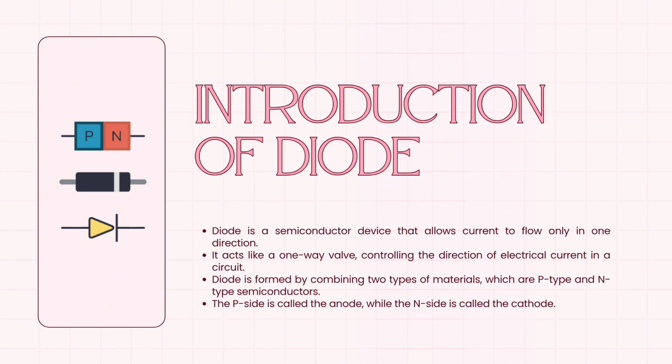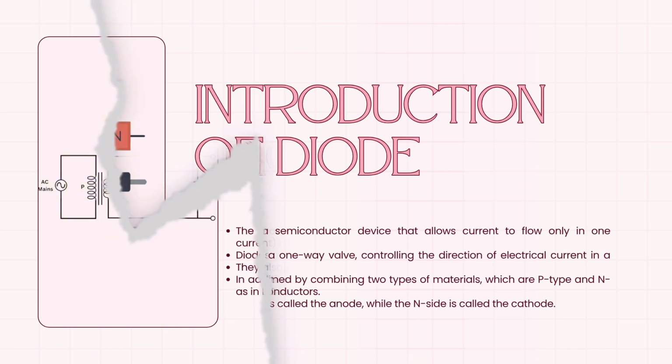So, for the diode to work, you need to connect the anode to positive and the cathode to negative. If you switch it around, nothing will happen. The current just won't flow.